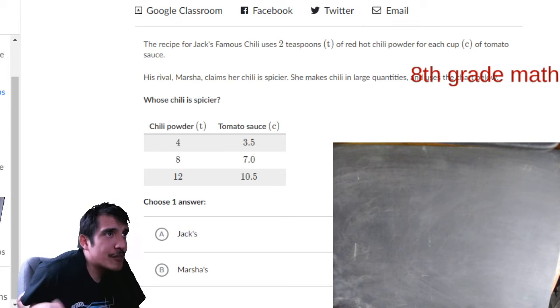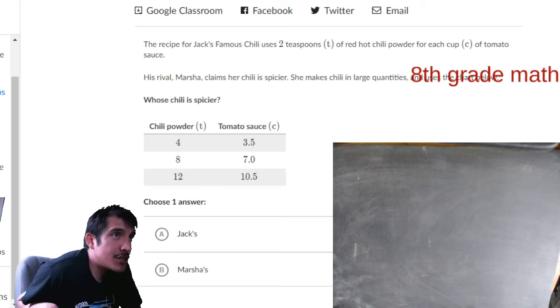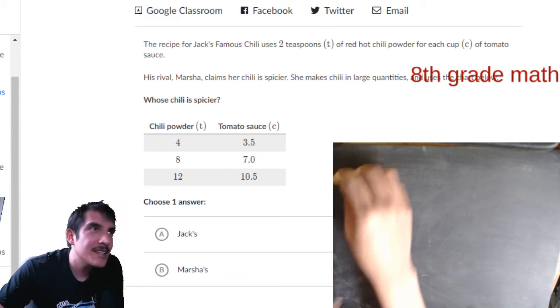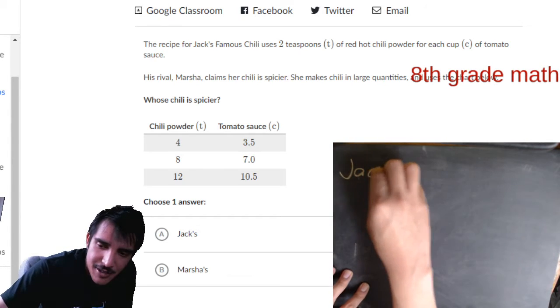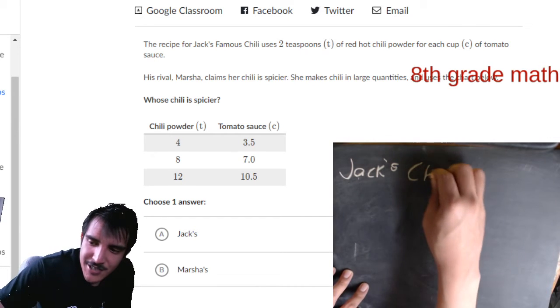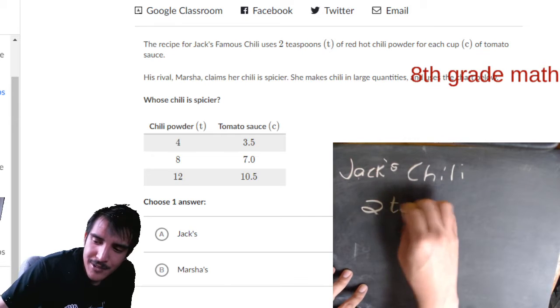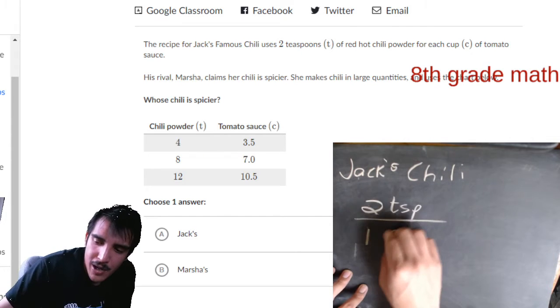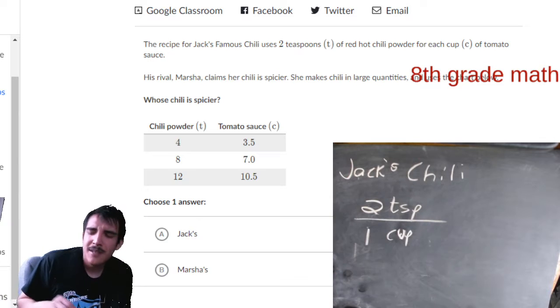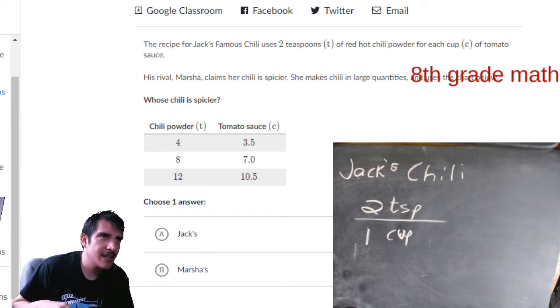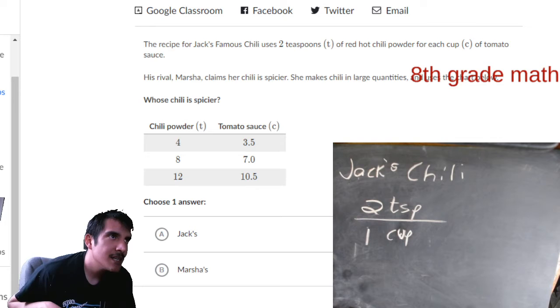Okay. The recipe for Jack's famous chili uses 2 teaspoons of red hot chili powder for each cup of tomato sauce. So the rate of this chili is 2 teaspoons per 1 cup of tomato sauce. In fact, let's write this down. Jack's chili has 2 teaspoons, so 2 TSP per 1 cup of tomato sauce. Okay? 2 teaspoons of chili per 1 cup of tomato sauce.